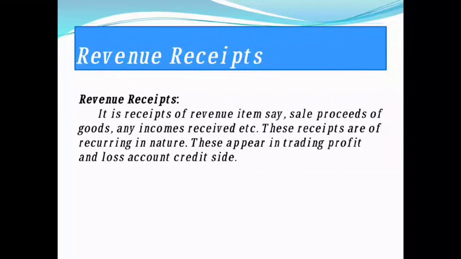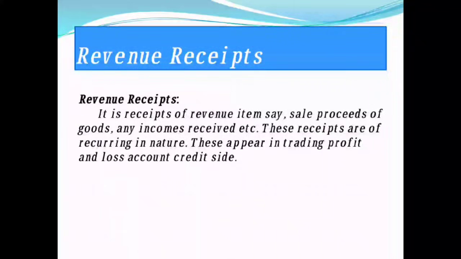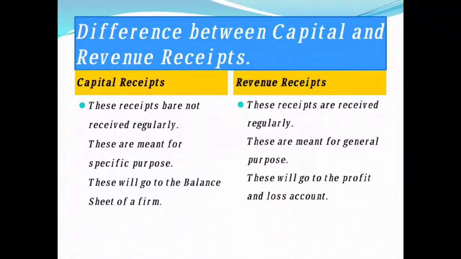The next you have revenue receipts. These are the items which you can collect regularly, regular income. Interest received, sale of goods received. All incomes which you are going to receive regularly are considered as revenue receipts here, and they will be shown in the trading profit and loss account, credit side. Always receipts we are going to show in the trading profit and loss account, credit side. Normally these are recurring in nature and capital receipts are non-recurring in nature.